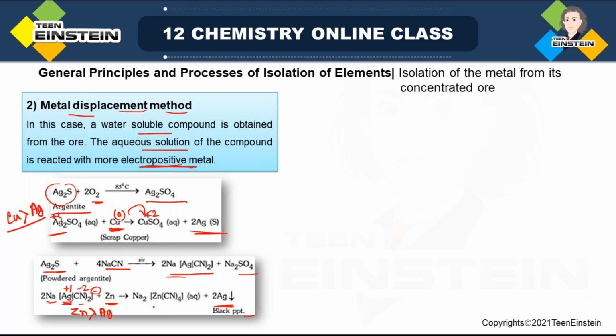And in the place of silver, see, now it is taken by zinc. So that is why this method is known as displacement method, because copper is displacing silver in the first case. In the second case, zinc is displacing silver. So that is why it is the metal displacement method. So is there any doubt?